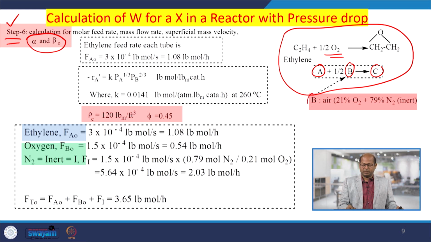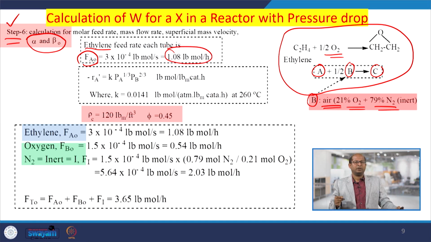Here I said that pure oxygen is not passed. Instead of that we are charging air, so nitrogen is also there as an inert component that will be passed through the reactor. Therefore, that component's moles also we have to consider for the total molar feed rate of the system entering the reactor. For that we have to include that part. So, the molar feed rate of ethylene, the reactant A, is given as F A naught, which we calculated in the previous slides.